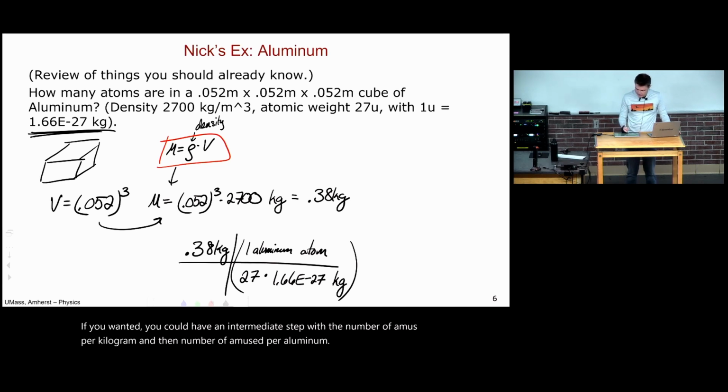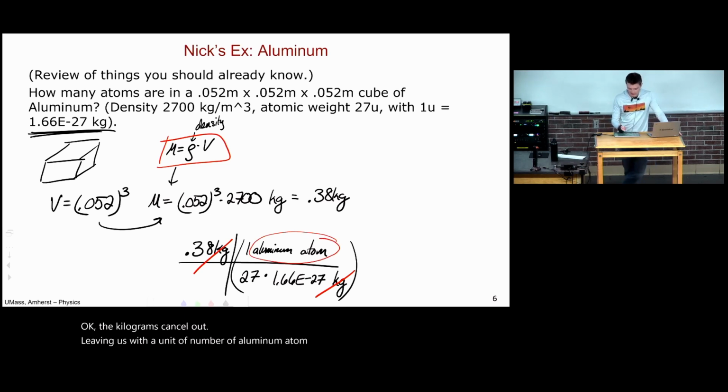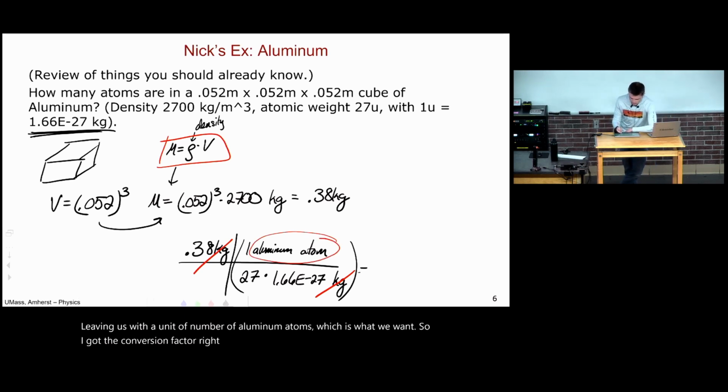Okay, the kilograms cancel out, leaving us with a unit of number of aluminum atoms, which is what we want. So I got the conversion factor right. And this gives you 8.74 E24 atoms.